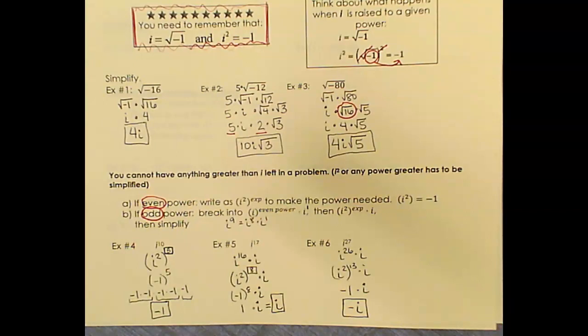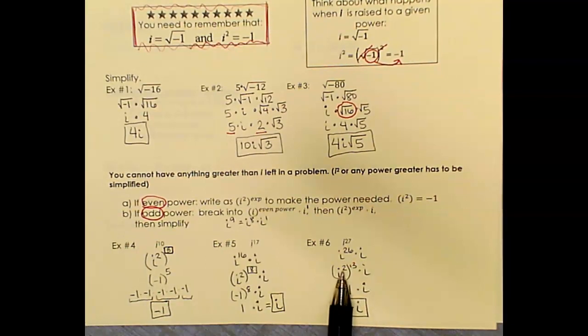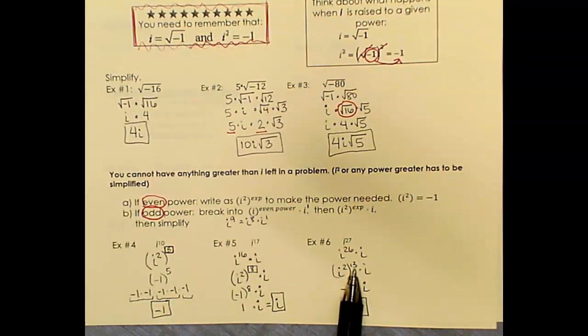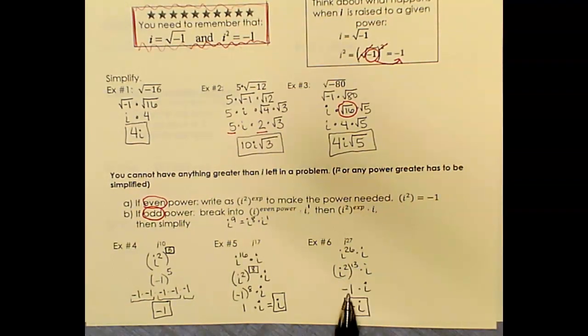Remember, when you have an odd power, you want to bump it down by a power and then multiply by i. You want to rewrite that i to the even power as i squared raised to another power. i squared is negative 1. If I multiply it by itself 13 times, I'm going to get negative 1. And negative 1 times that extra i out to the side is negative i.